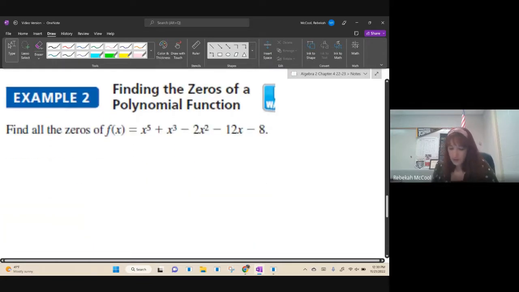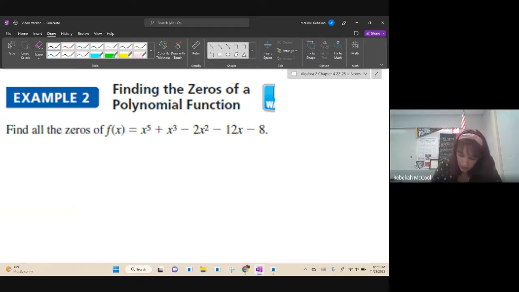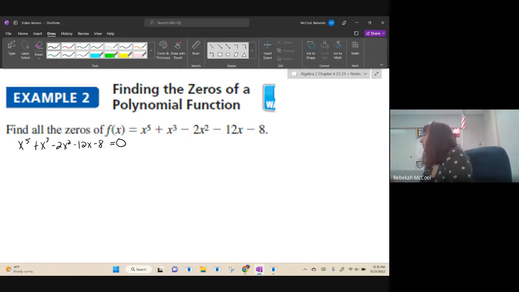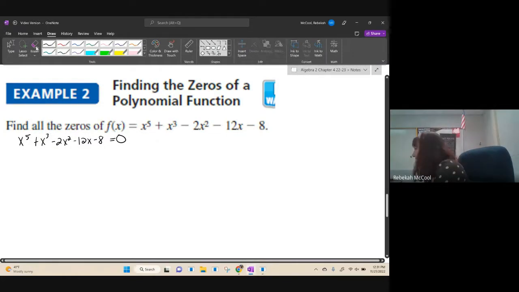All right, so looking at the next one, finding the zeros. Once again, we're in function notation. We need to get the function set equal to 0 to start with. So x to the 5th plus x cubed minus 2x squared minus 12x minus 8. We want to know when that's equal to 0. I see that it's degree 5, so we know there's going to be 5 zeros here. First step is going to be to graph it and see how many real zeros we have.